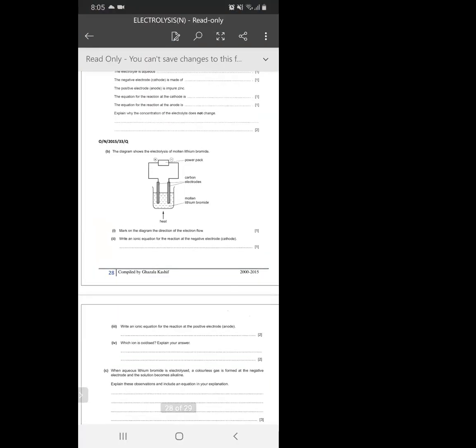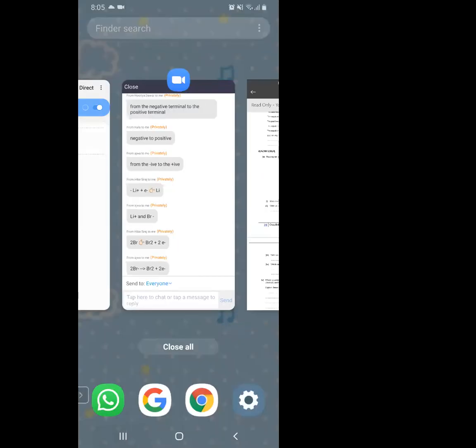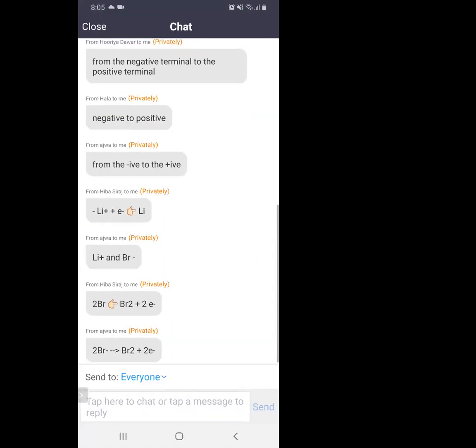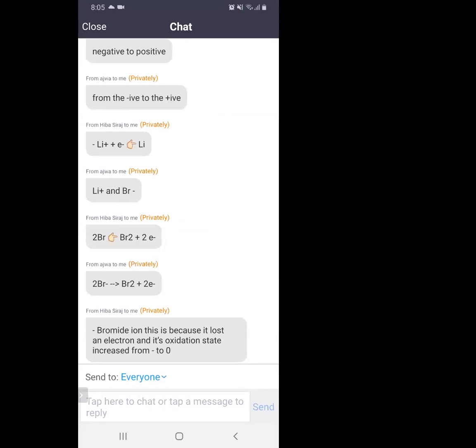Okay, which ion is oxidized? And explain your answer. So oxidation is the loss of electrons. Yes, bromide ion, because it lost an electron, and so loss of electron is oxidation, right? So its oxidation state rose from -1 to 0.